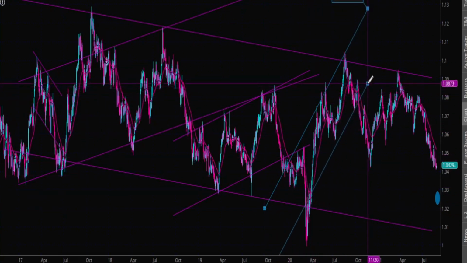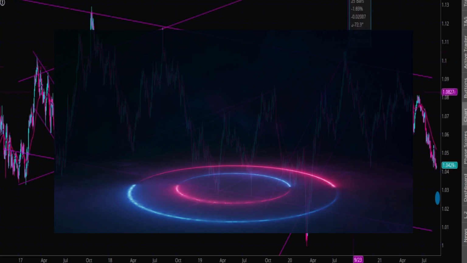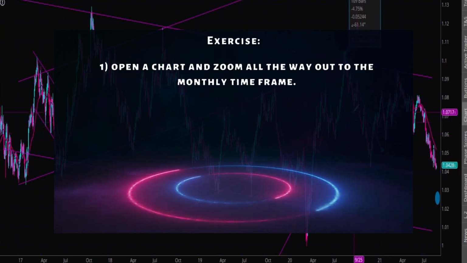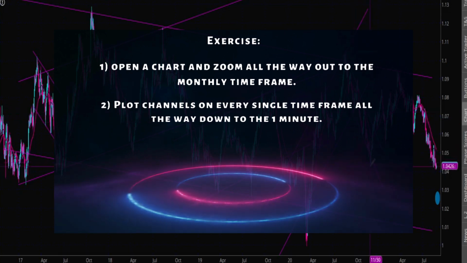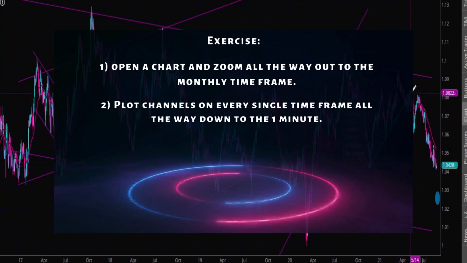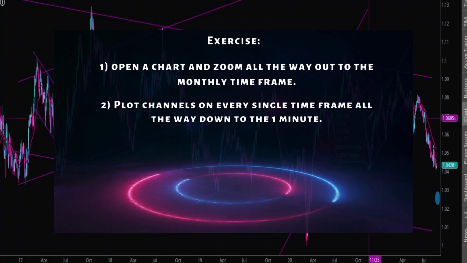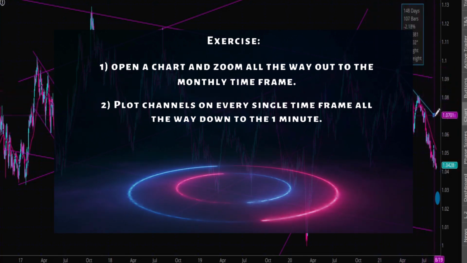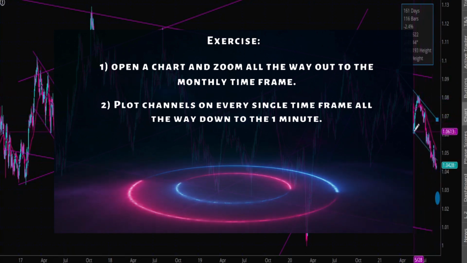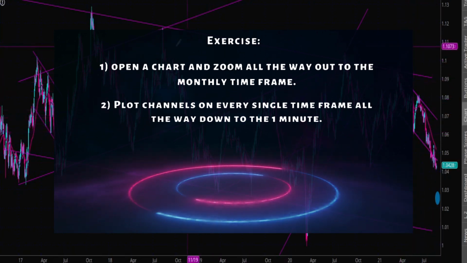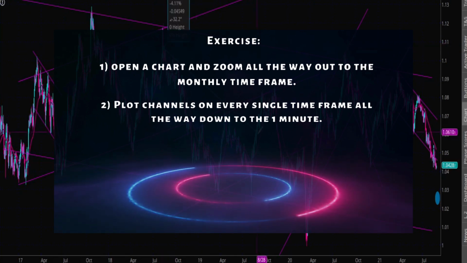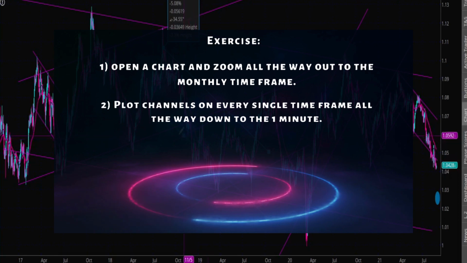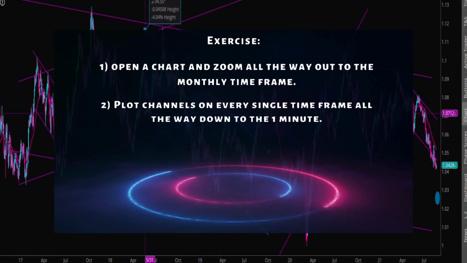At the end of this video, I want you to open your charts and zoom all the way out to the monthly. Begin plotting channels onto the monthly and continue this process through each and every time frame, all the way down to the 1 minute chart, whether you trade that far down or not. The purpose of this exercise is that I want you to visually see how abundant these channels truly are and really understand what it means when I say that price is always inside of and breaking out of a channel.